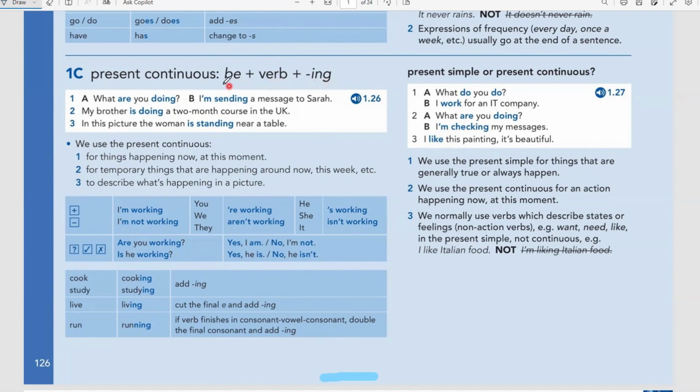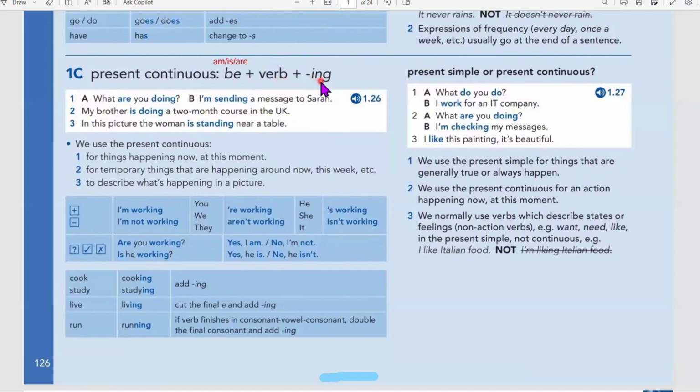The formula is here: be, verb, ing. If I want to make present continuous, actually, instead of be, it's better to say am, is, are. Am, is, are is better to say in place of be, because be could be was and were, so that will confuse. Because we are talking about present continuous, instead of be, we should use am, is, are, guys.